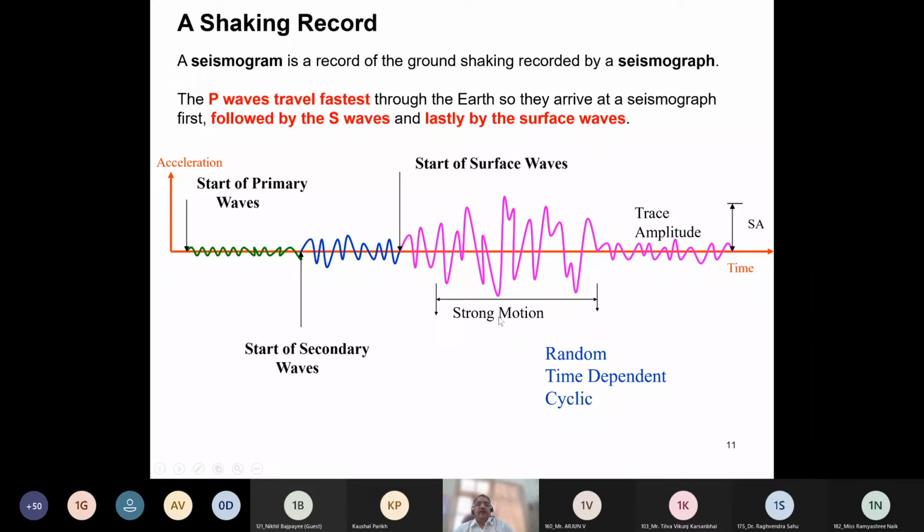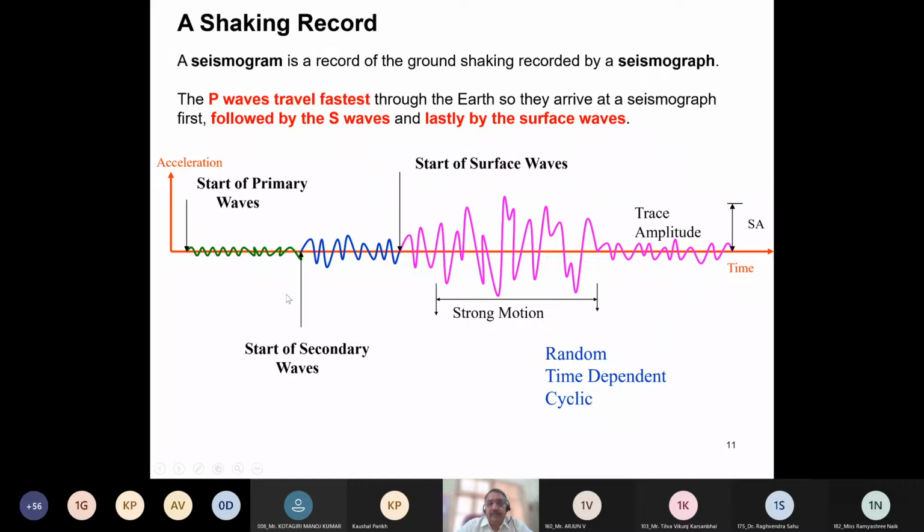Shaking record is shown here. We call it the seismogram, the record of the ground shaking. So body waves are further classified as primary waves and secondary waves. So first primary waves reach, then secondary waves, then surface waves. If you look at the amplitudes here, the surface waves amplitude is considerably higher than the initial primary waves or secondary waves. Most of the damage is caused when these waves reach the building. So this we call strong motion.